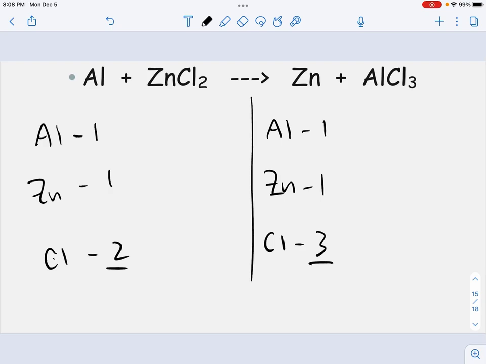So what I'm going to do is add a 3 to zinc chloride. By doing that, I now have 3 zinc, and now I have 6 chlorine.